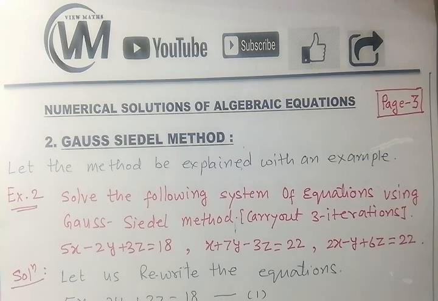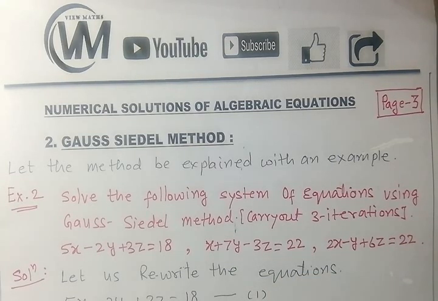Now the second method is the Gauss Seidel method. Let this method also be explained with the help of an example. So, example 2. Solve the following system of equations using the Gauss Seidel method. Carry out 3 iterations. Three equations are given to you. How will you do it?